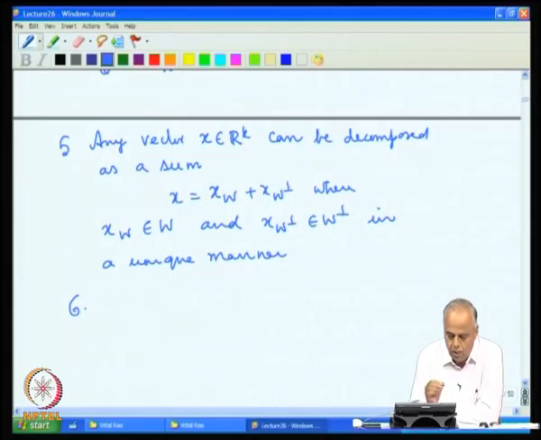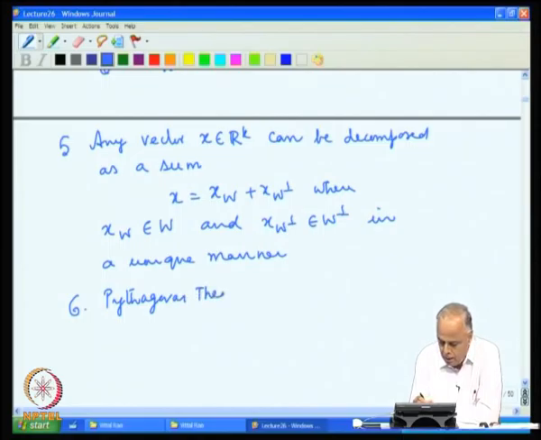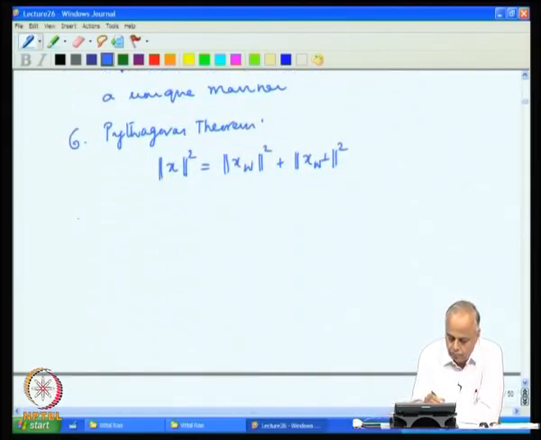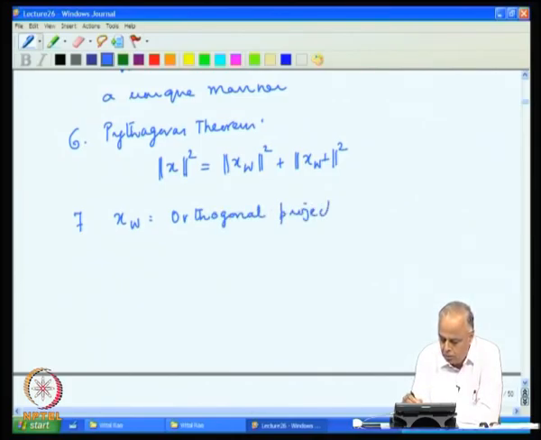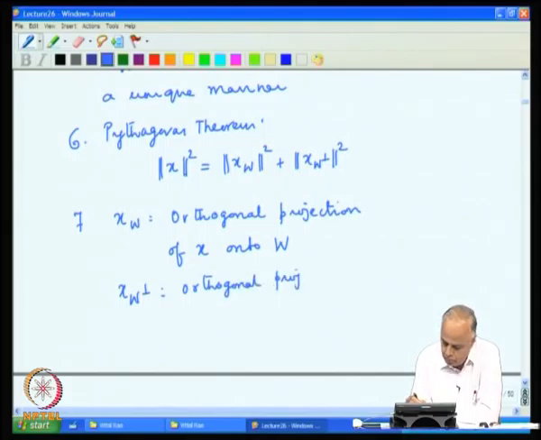And we had the consequential Pythagoras theorem, which was that when we do such a splitting, the length of x squared will be the length of x_W squared plus the length of x_W perp squared. The x_W is what we call the orthogonal projection of x onto W, and x_W perp is called the orthogonal projection of x onto W perp.